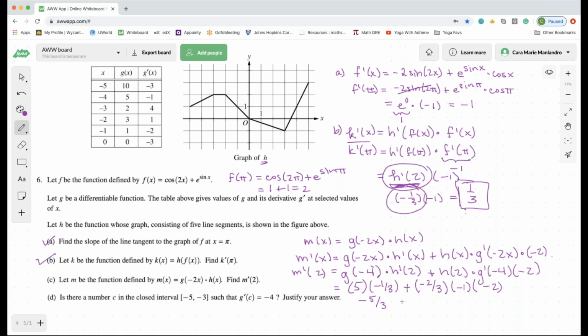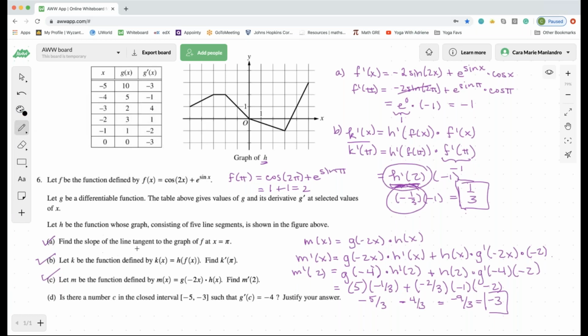Okay, so this is going to be overall negative 4/3. I feel like I have a sign mistake somewhere. But maybe not. -9/3 is -3. No, we got it right. That's good. All right. So a lot of chain rule, a lot of product rule. And now D is kind of a layup if you know your theorems.